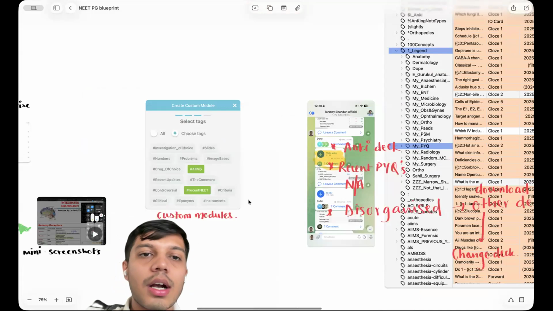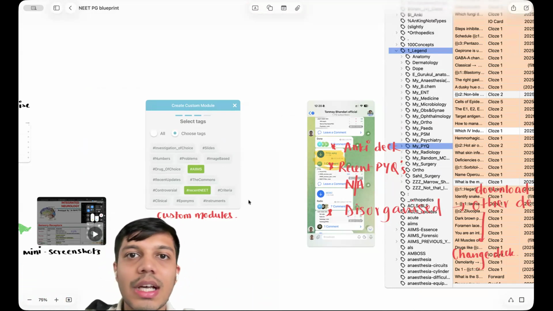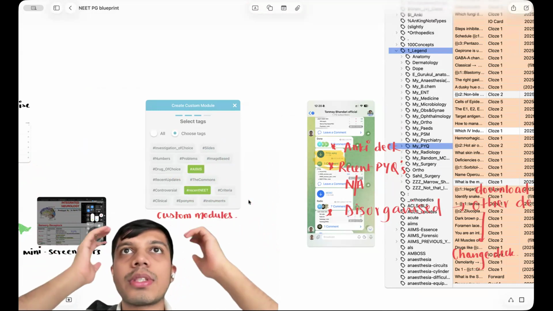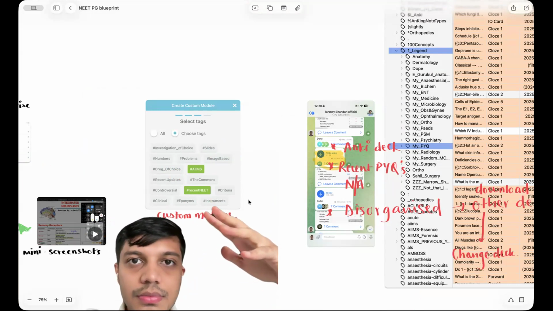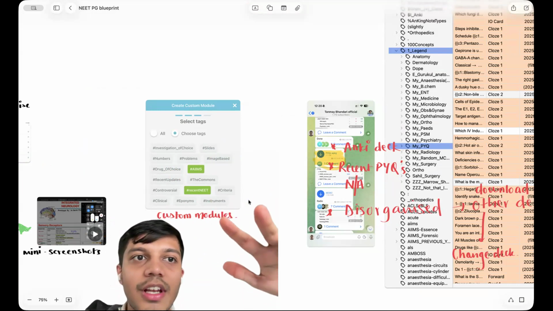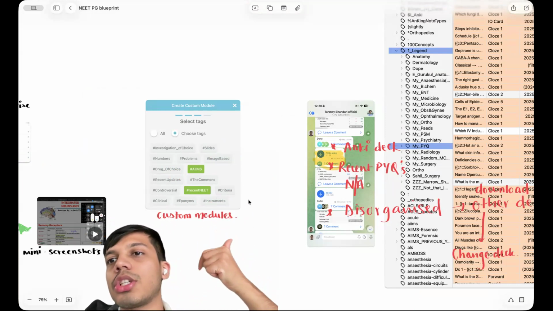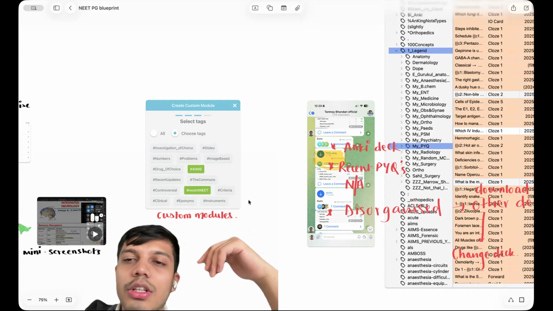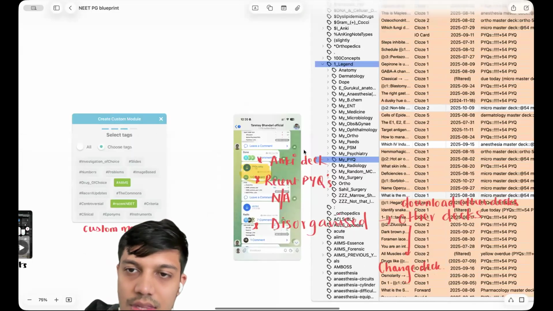And even in Marrow, the custom module algorithm is not random. For example, suppose they have a bank of 20,000 questions. If you select say 40 questions, every single time they won't pick 40 random questions. They will prioritize questions that you've got wrong before and the questions that you've not done before. So this is how Marrow also has an algorithm for custom modules.